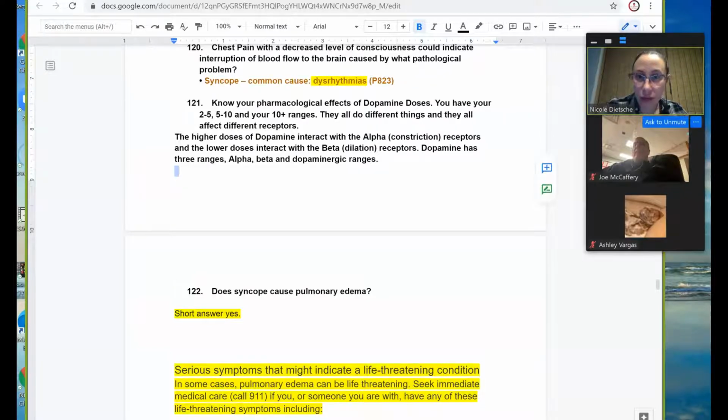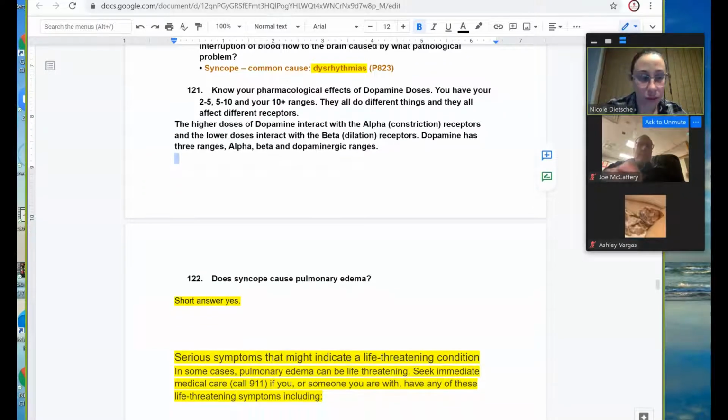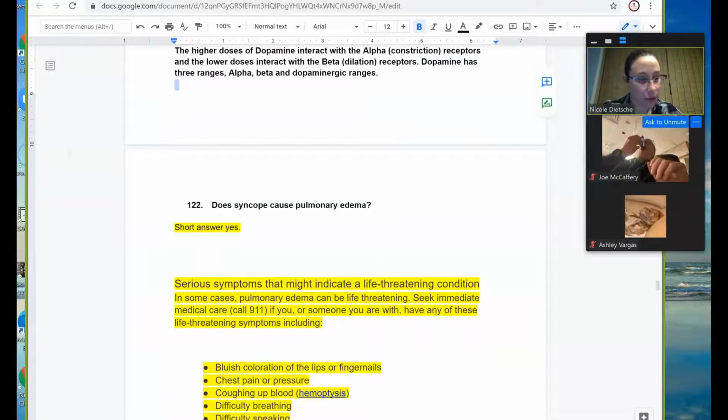Know each range for the dopamine question. It's 2 to 5, 5 to 10, and 10 plus. So just know which one is which, where 2 to 5 is beta, 5 to 10 might be dopaminergic, and then alpha. Make sure you specify your ranges there for that one.